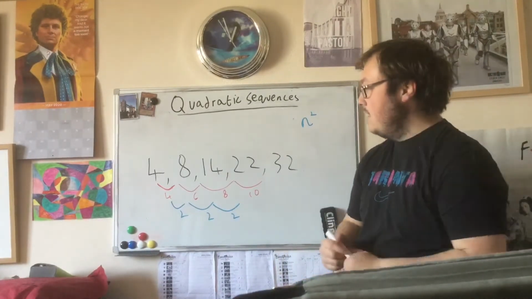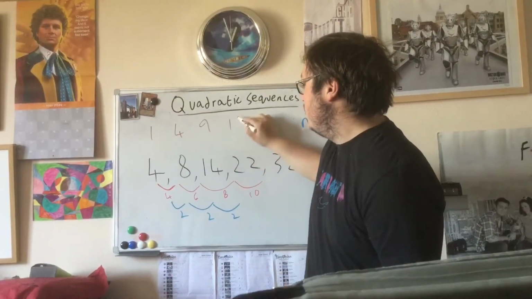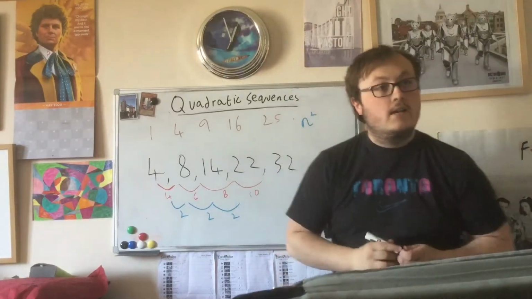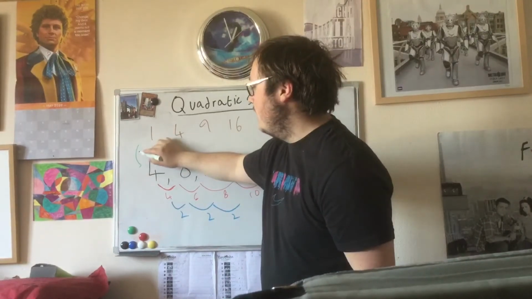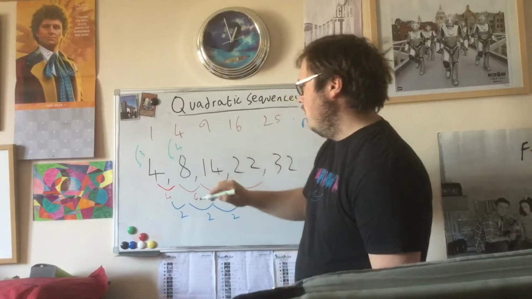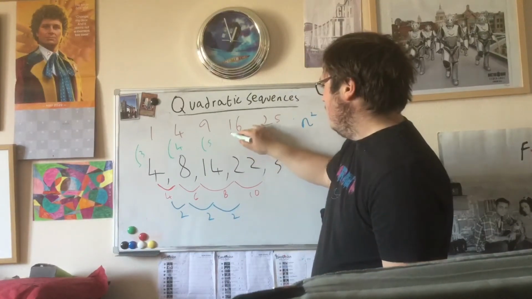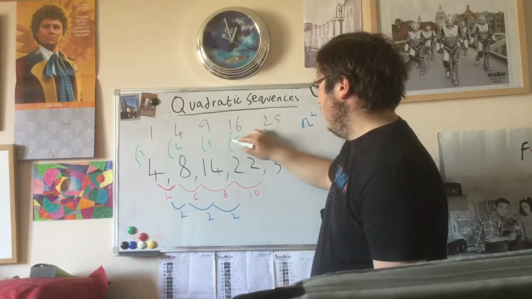So I'm going to get my pen. I'm going to write 1, 4, 9, 16, 25. Now, how do we make them match? So let's figure it out. You add 3. You add 4. You add 5. You add 6. You add 7.